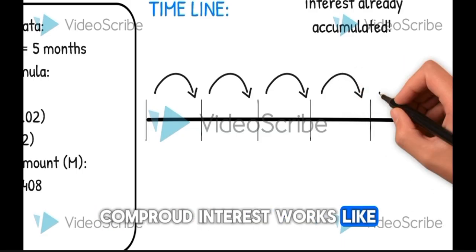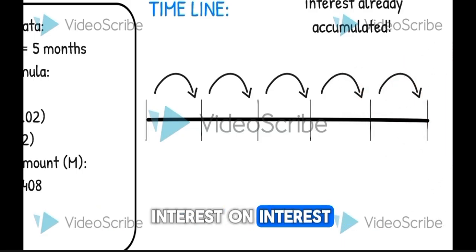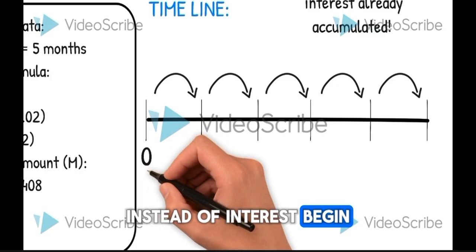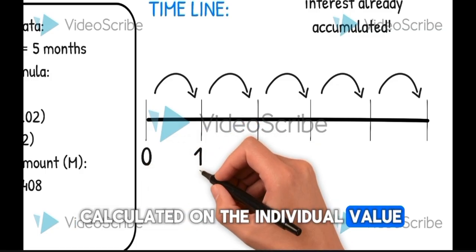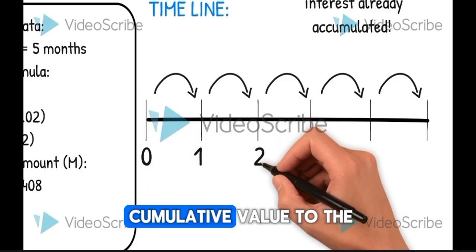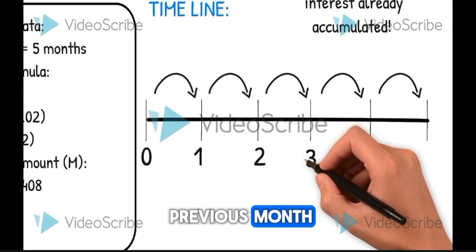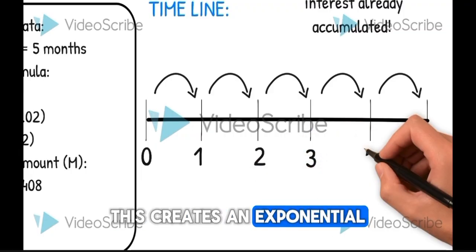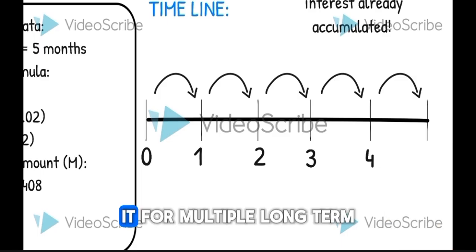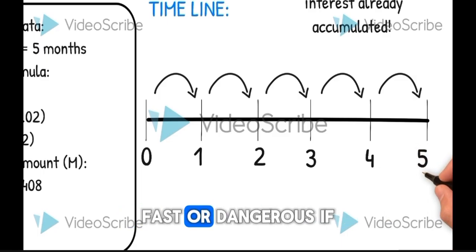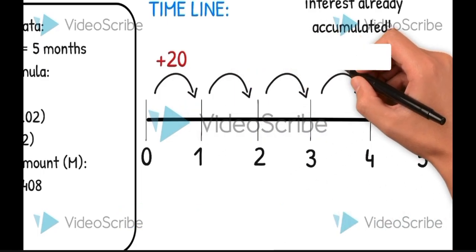Compound interest works like interest on interest. Instead of interest being calculated on the initial value, it's calculated on the cumulative value up to the previous month. This creates an exponential growth effect. Ideal for multiplying long-term investments, or dangerous if it's debt.